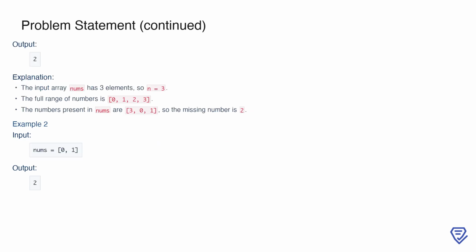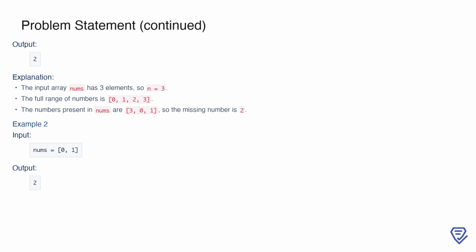In the first example, the input array is nums equals 3, 0, 1. Here, n is equal to 3 because there are 3 elements in the array. The full range of numbers, from 0 to n, would be 0, 1, 2, 3. When we compare this full range to the numbers present in the array, which are 3, 0, 1, we can see that the number 2 is missing. Thus, the output is 2.